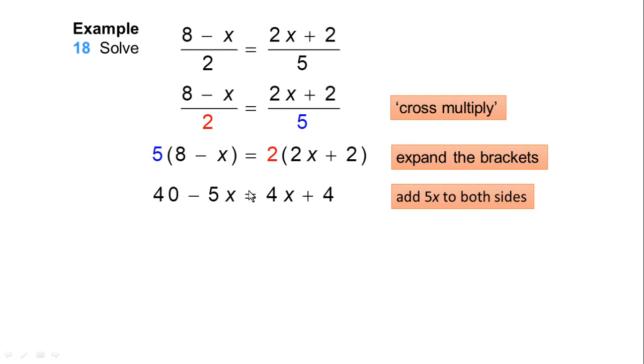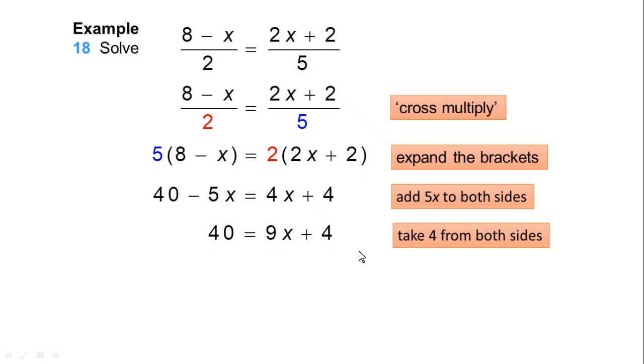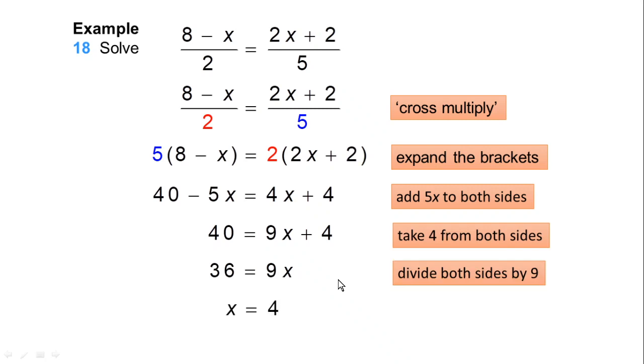If I add 5x to both sides, 40 will be left behind. Then 4x plus 5x is 9x, then plus 4. So 9x plus 4 will be on the right side, then equals 40. I'll take away this 4. It will become 36 is equal to 9x. I'll divide both sides by 9. It will become x equals 4.